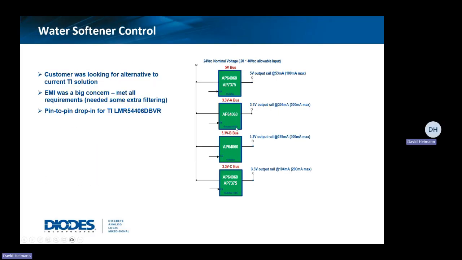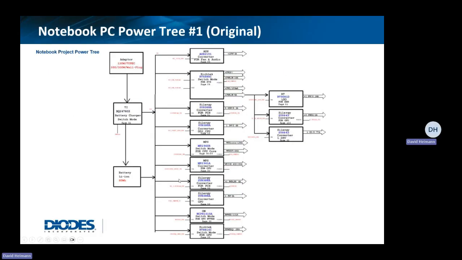Here's another power tree that we did for a customer. This was, again, very simple. This was, I believe, a water softener control. They had 4 buck converters in their power tree that were all TI parts. Basically, they were all the same TI part. We provided them a pin-for-pin drop-in to the TI part. In so doing, we allowed them to have a second source, and I believe we saved them some money as well. So we got them to convert over to our parts.